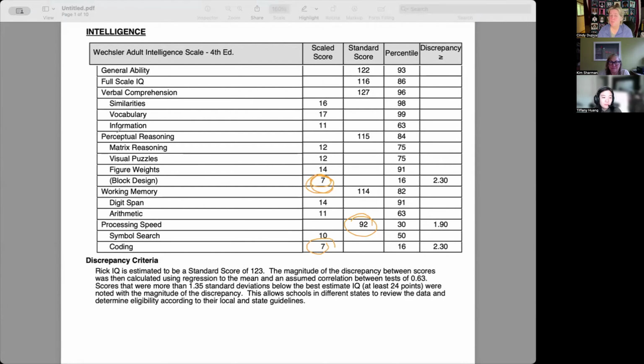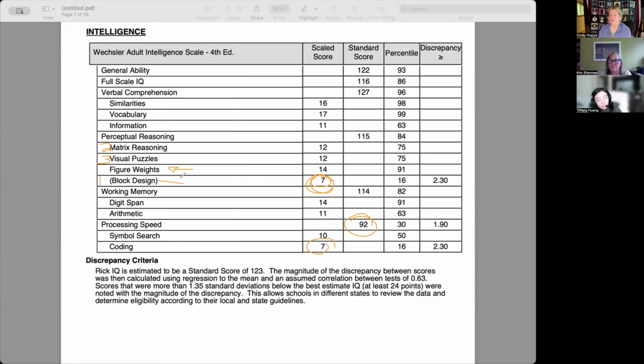So, a normal perceptual reasoning includes block design, matrix reasoning, and visual puzzles. That is the standard calculation for perceptual reasoning. I chose to administer figure weights because I did not believe that the student's performance on the block design subtest was an accurate representation of his abilities, but rather was reflecting his learning difference.